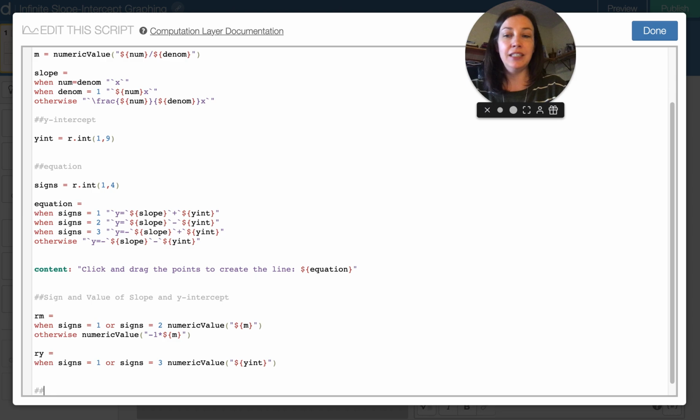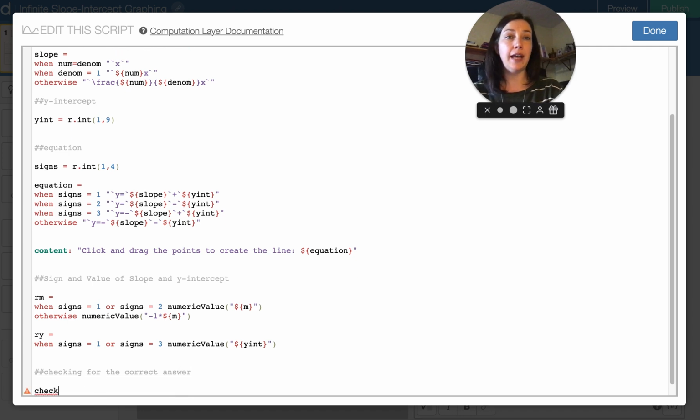Let's give it a chance to check for the correct answer. So checking for the correct answer. I'm going to call that check. Check equals. Oh, hold on. Before we can do that, we've got to pull in those numbers from the graph. Pull in the slope and y-intercept values from the graph.